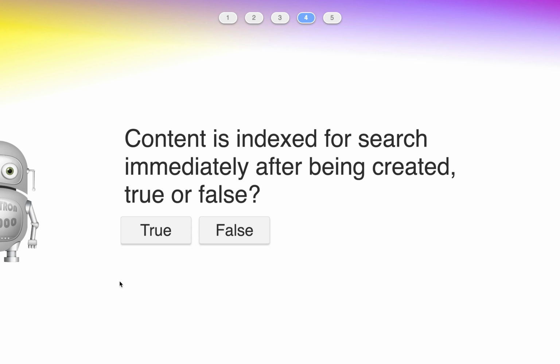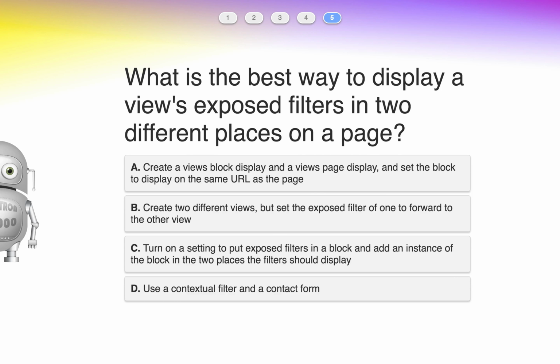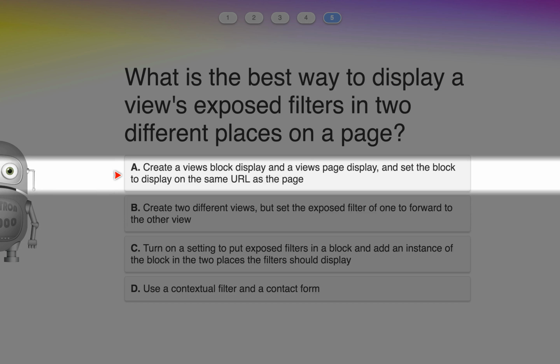Question 4. Content is indexed for search immediately after being created. True or false? And question 5. What is the best way to display views exposed filters in 2 different places on a page? A. Create a views block display and a views page display and set the block to display on the same URL as the page.